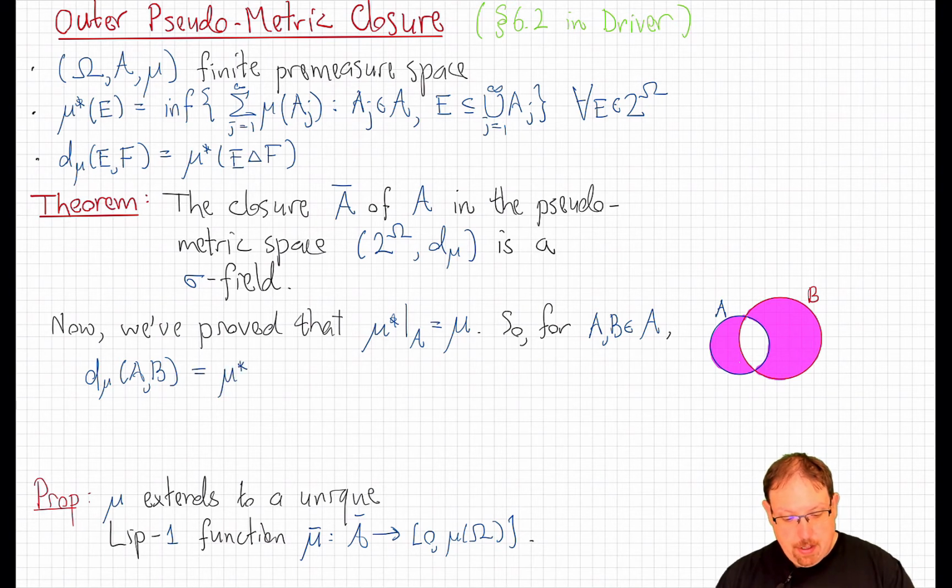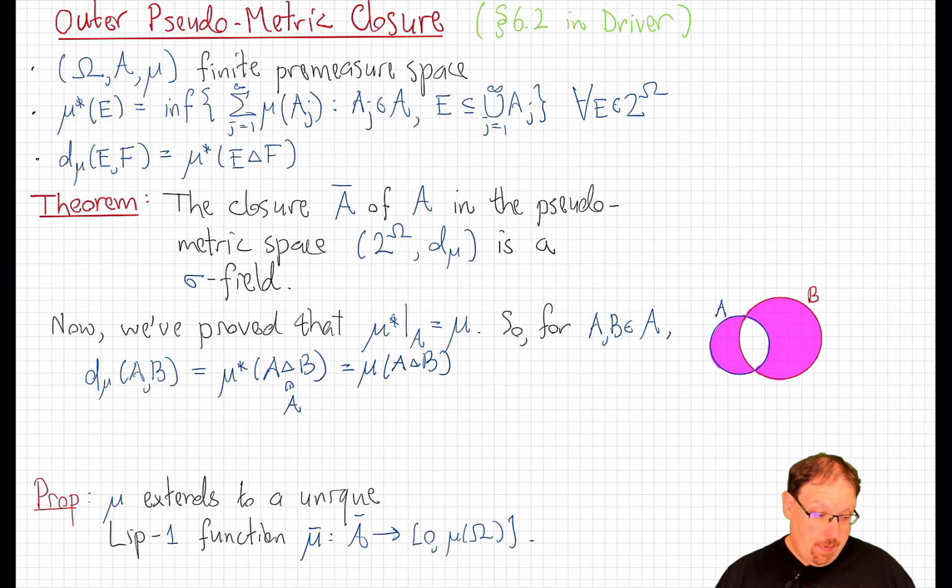Using that fact, we can note that the distance between any two elements A and B in the field, which is defined to be the outer measure of the symmetric difference, is just the premeasure of the symmetric difference of those two sets, because the symmetric difference of two sets in a field is back in the field. Now, there are many ways we could write down and estimate the measure of the symmetric difference. Let's look at this picture right here.